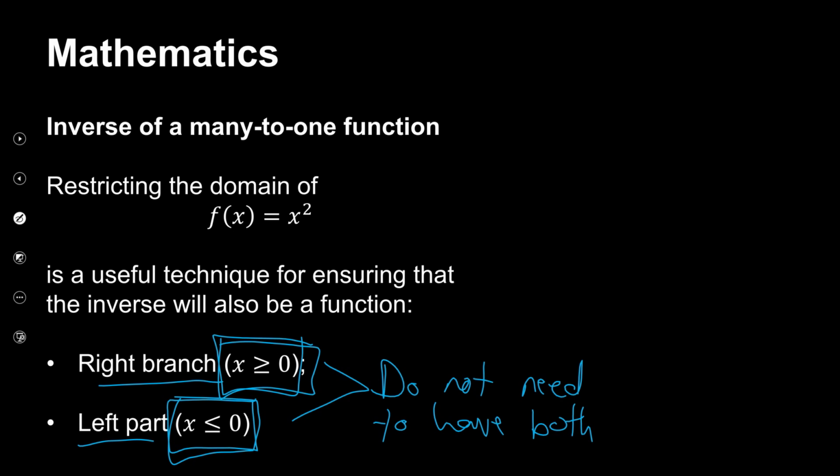And that's how you then try and look at the concept of restricting a domain. Because the only time you can have the inverse of a many-to-one function as a function is if you restrict the domain of the many-to-one function. And that's how you look at the inverses of many-to-one functions.